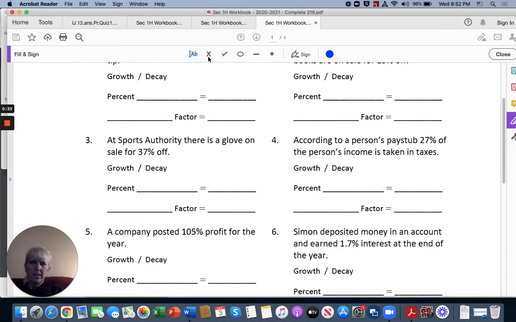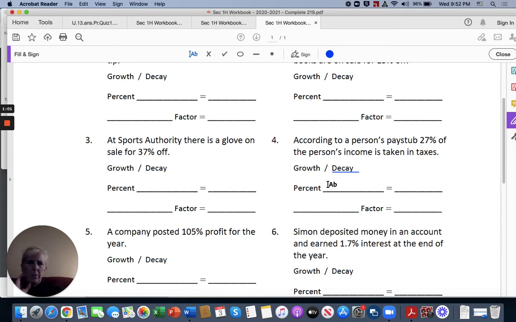It says, according to a person's pay stub, 27% of the person's income is taken in taxes. So is that going to be a growth or decay? Well, when I have taxes taken out of my pay stub, that's kind of a decay. Let me underline decay there. Okay, so that's a decay, but I would go ahead and have you circle it.